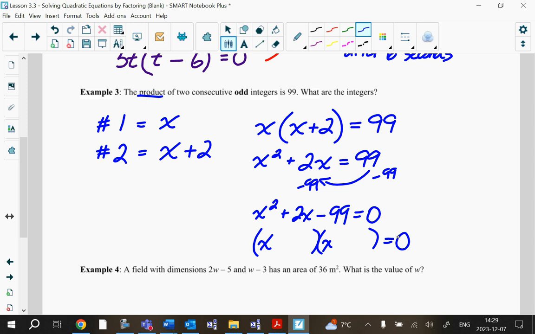-9 and +11, you said? Yeah. -9, +11. Those multiply to get -99, and they add to get +2. So yes. So I've got two potential answers.